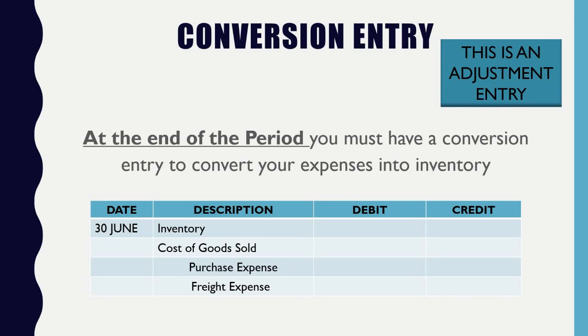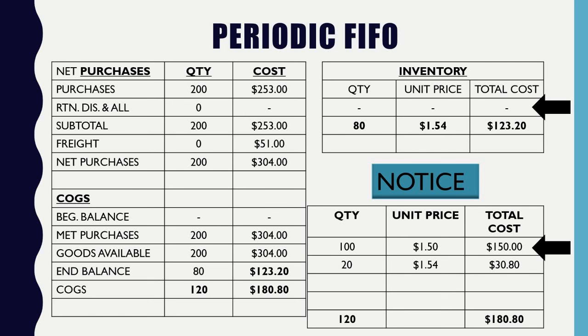When we're looking at this portion here, all the answers are right here in front of you. You have your purchase amount, which was $253. You have your total freight amount, which was $51. And then you have the inventory. This is how much you have left on hand, this is ending inventory. You need to transfer 80 items, which cost you $123.20. And we got rid of 120 items, so that cost me $180.80.